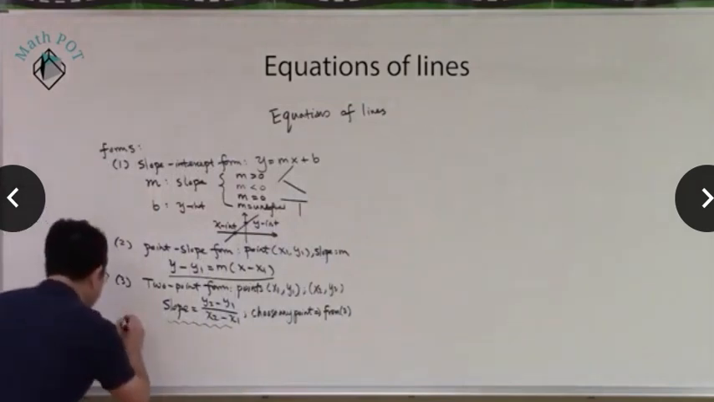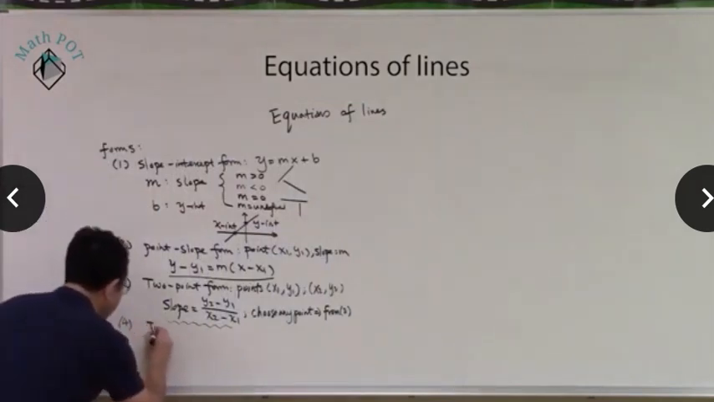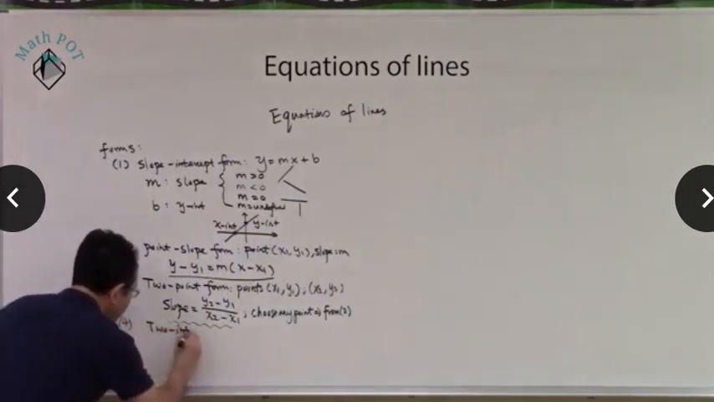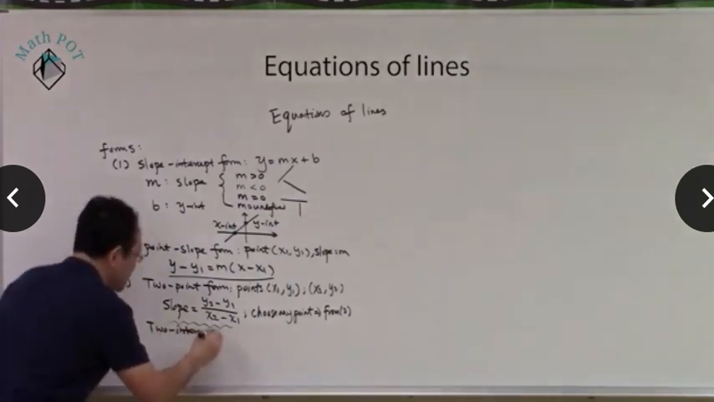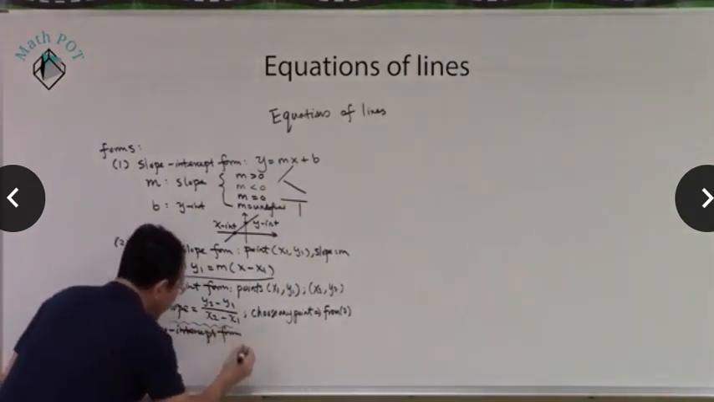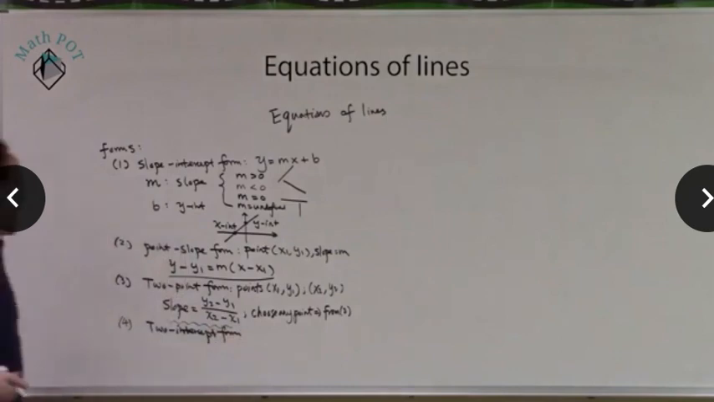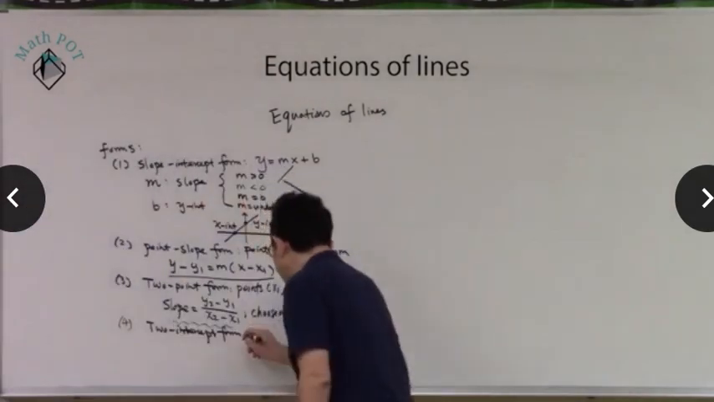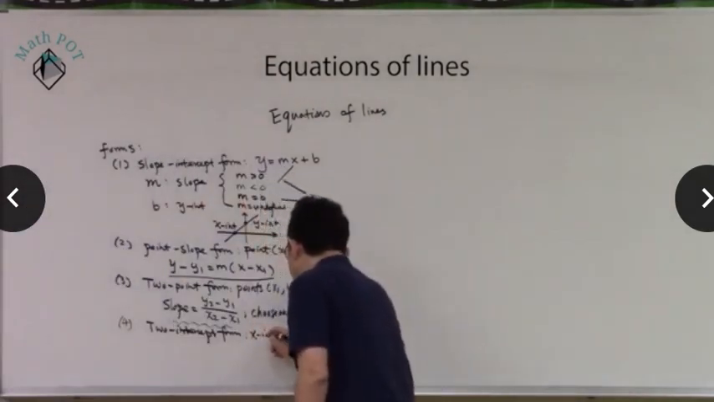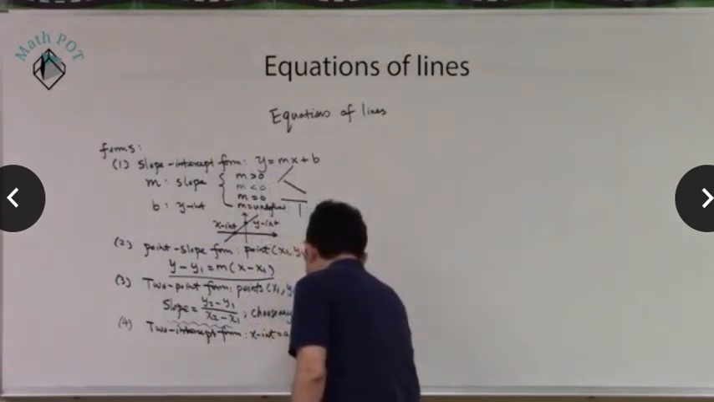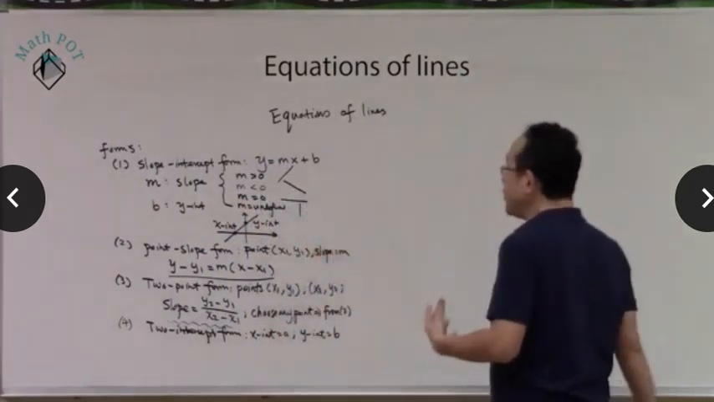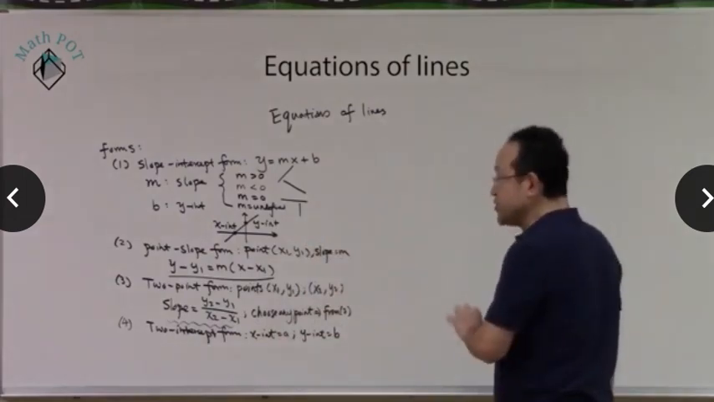So we have another form, which is called the intercept form. What that means is we are given the x-intercept and y-intercept. I'm going to put down here: let's call the given x-intercept A and the given y-intercept B. So let's see how to build the equation of the line given those 2 pieces of information.